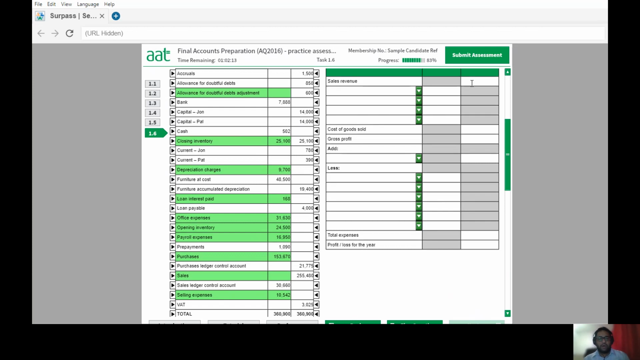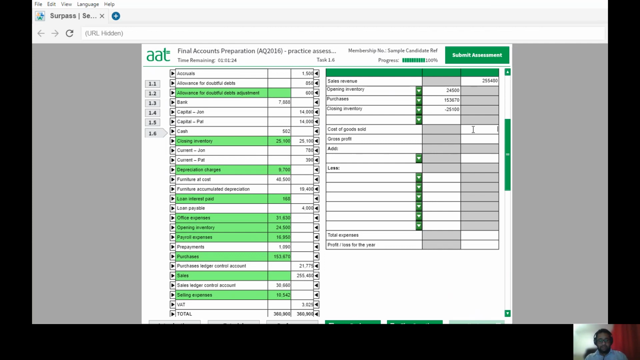So here, sales revenue. What we have at the moment is 255,480. And here, to find the cost of sales, we're going to do opening inventory, purchases, closing inventory. Let's do those figures quickly. Opening inventory here, 24,500 pounds. Purchases is going to be 153,670. Now, closing inventory, as per our condition before, we need to put a negative figure there for the amount of 25,100 pounds. And that should give you the cost of goods sold.